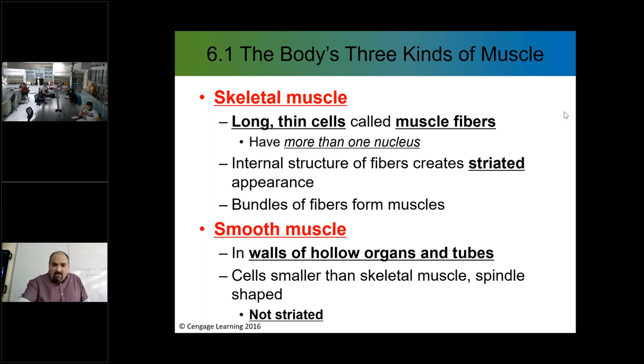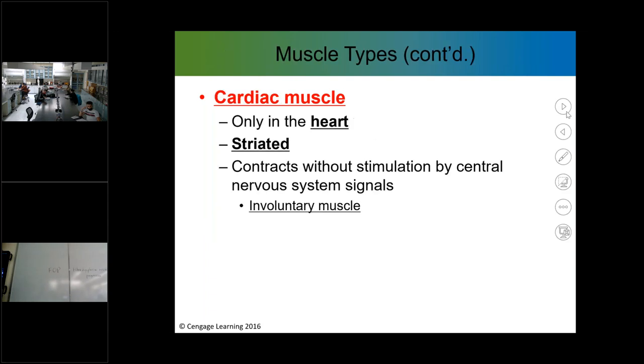And then lastly, we're looking at cardiac muscle, okay? So cardiac muscle, muscle of the heart. This is what actually contracts in order to allow for movement of blood through the body. So the heart is two pumps, and that cardiac muscle contracts, and that's what's able to push the blood to the lungs and push the blood to the rest of the body, okay?